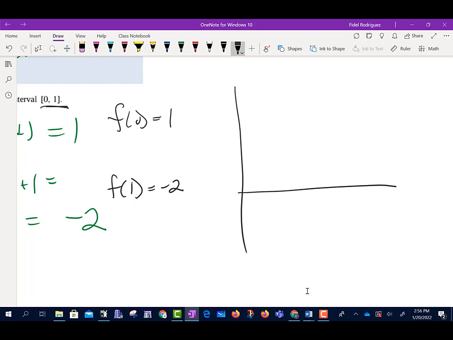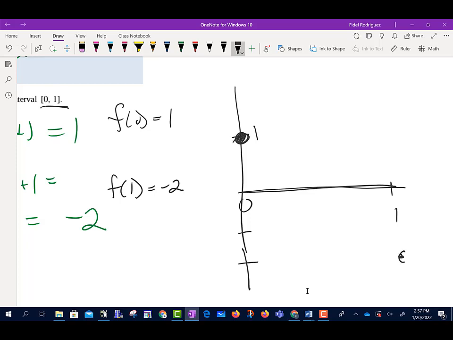Okay? So here's x equals 0. Here is x is equal to 1. So at 0, we were at positive 1. At positive 1, we were equal to negative 2. Okay? So here's the value of f of 0. Here's the value of f of 1. The function is continuous over this interval, which means I can connect, there we go.